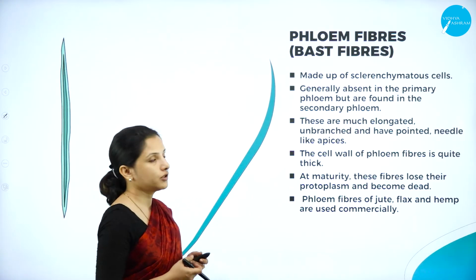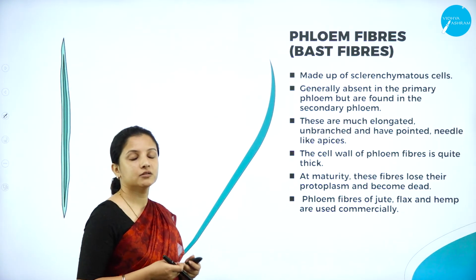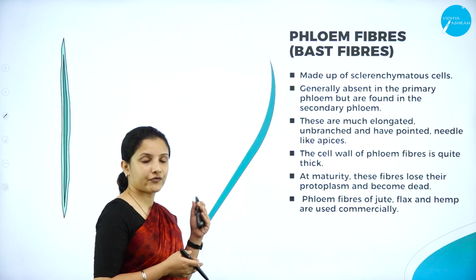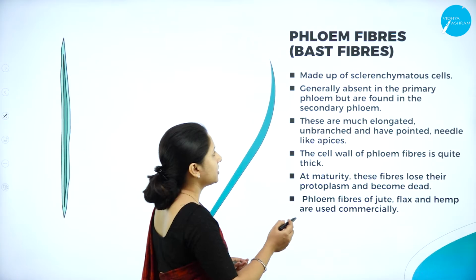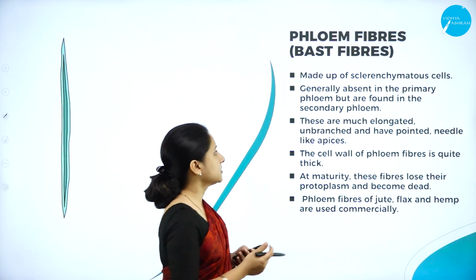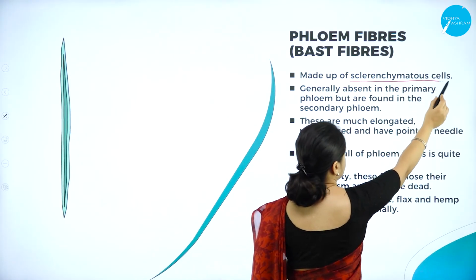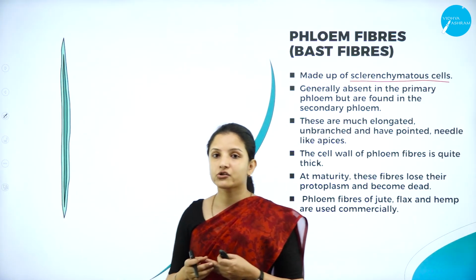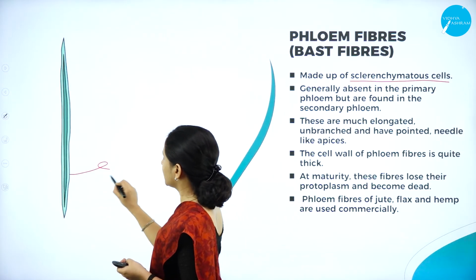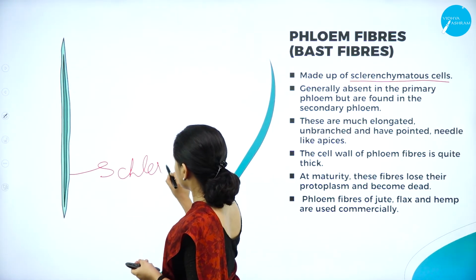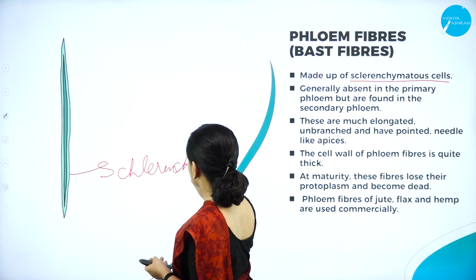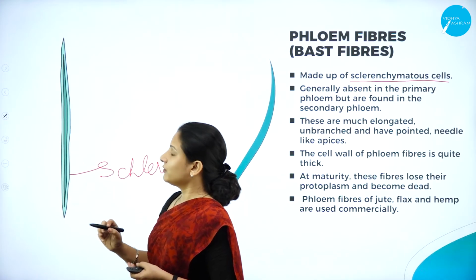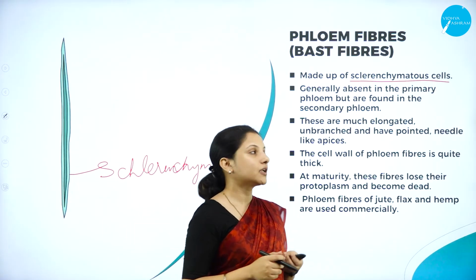So next, moving on to the phloem fibers. Phloem fibers are also called the bast fibers. Just like the xylem fibers, these are also thin, narrow, elongated, and have tapering ends, and they are made up of sclerenchymatous cells. So therefore they are dead. The phloem fibers are dead tissues. Why? Because they are made up of sclerenchyma. And they are very long, narrow, elongated, and have tapering ends.